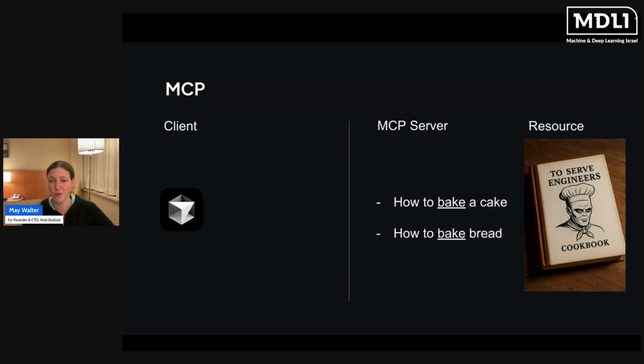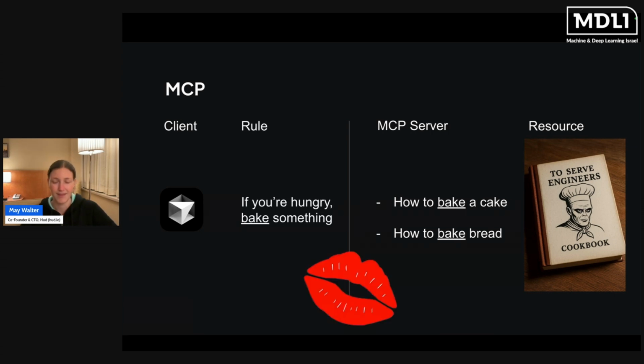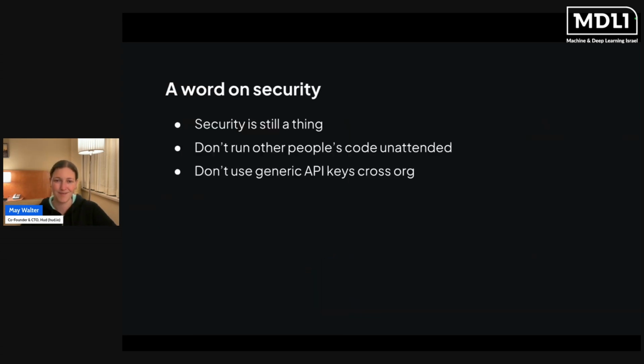So we basically have the client and the resource. If it were a cookbook, it would say something like how to bake a cake or how to bake bread. But we still need the client to be able to say, if you're hungry, bake something. And that's where it would approach the cookbook and start reading the recipes. And now they kiss.